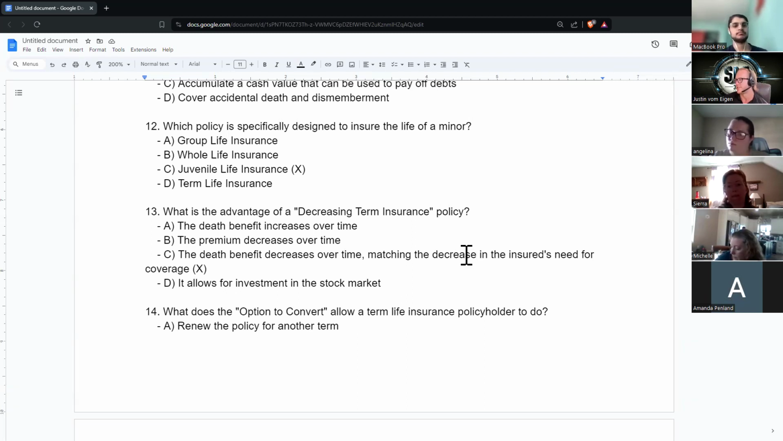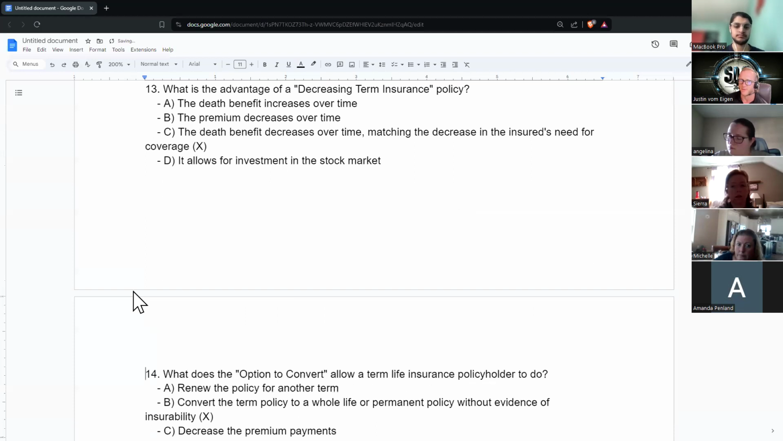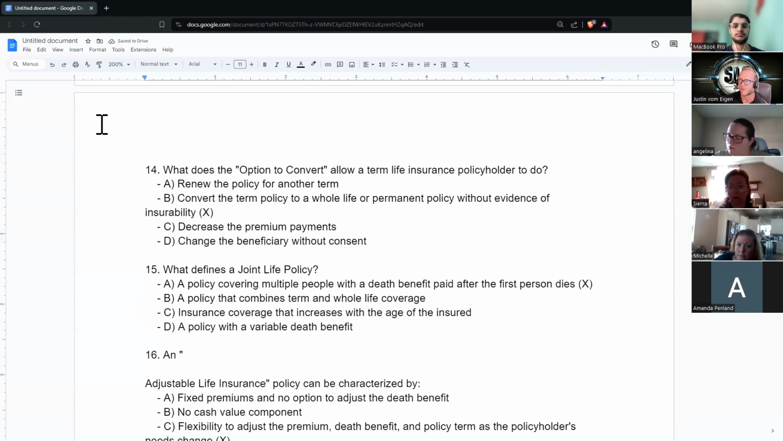All the courses talk about decreasing term. I've never seen anybody actually buy a decreasing term, and I sold plenty of term life insurance before I sold final expense, and it's not like a thing. Most people don't get decreasing term. But the state wants you to know about it for whatever reason. They really care about it. The people who don't sell life insurance decide what you need to know about life insurance.